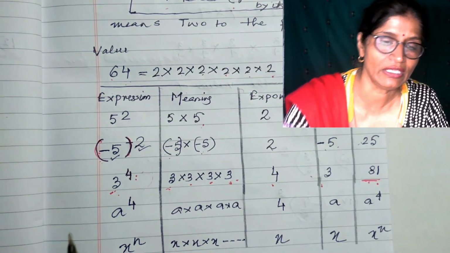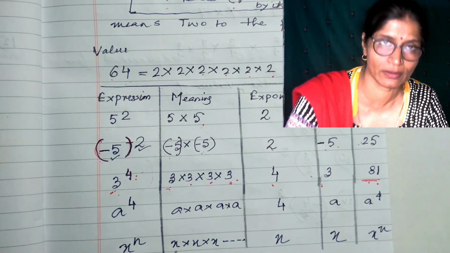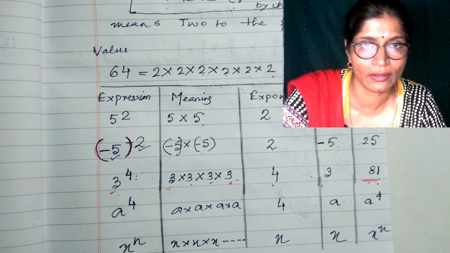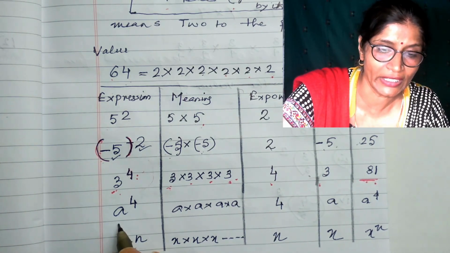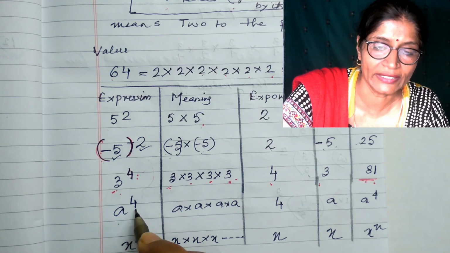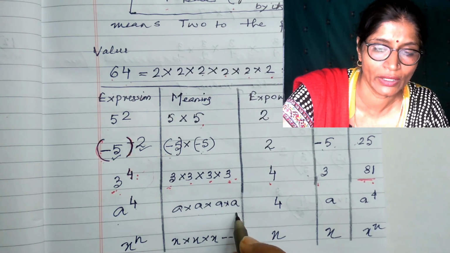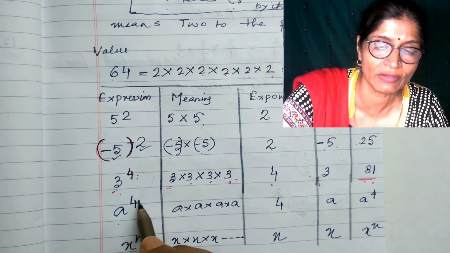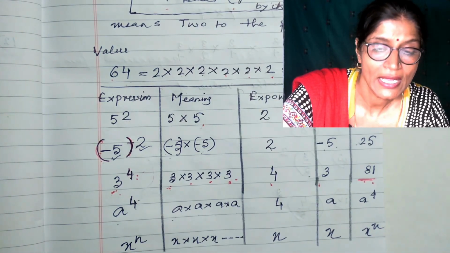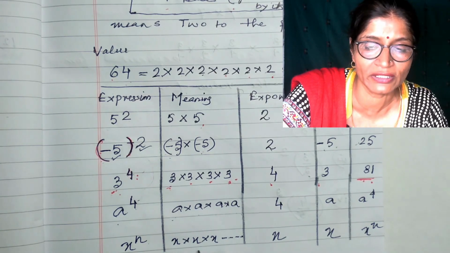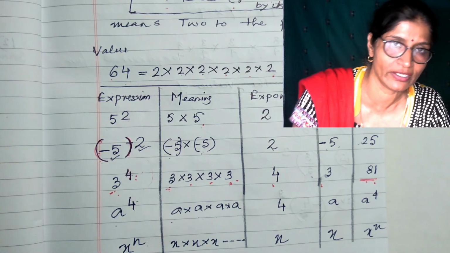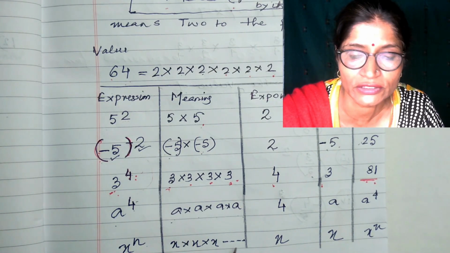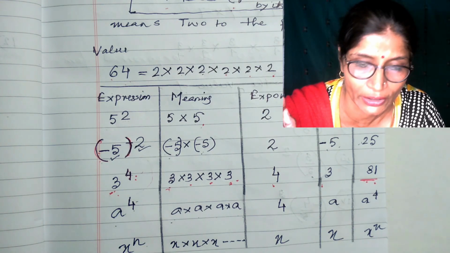In the same way, if I take some algebraic term, meaning a variable like a to the power 4, that is equal to a into a into a into a. Just like 3 to the power 4 means 3 multiplied 4 times, a to the power 4 means a multiplied 4 times. x to the power n means x multiplied n times. n means any number of times. x into x into x into x, it will continue.